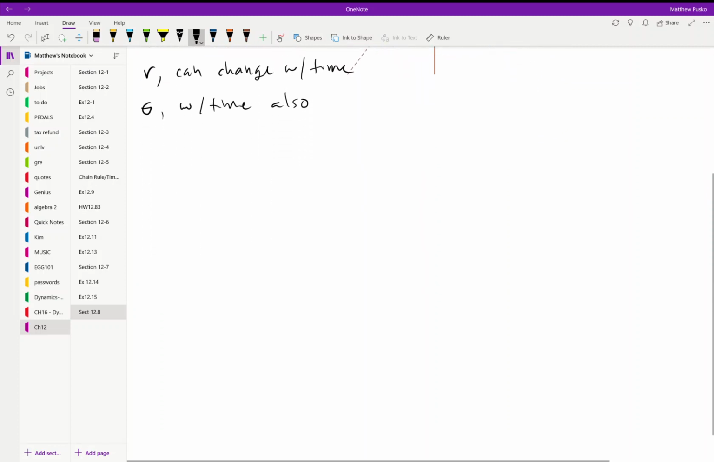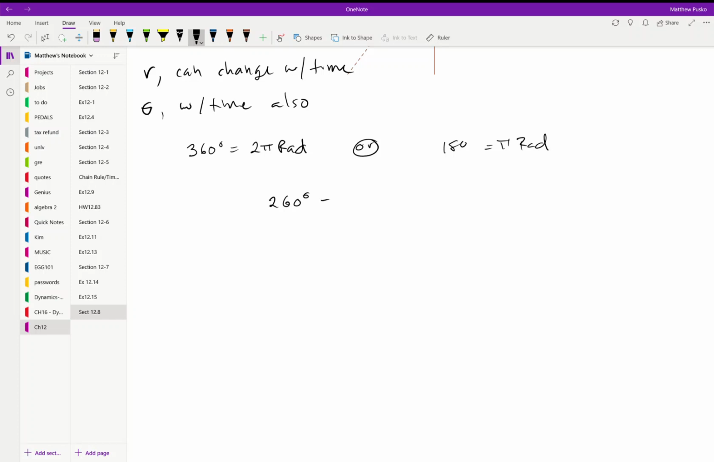Go ahead and remember, if we have something in 360 degrees, we can say that's equal to 2 pi radians. You can also use the conversion factor: 180 degrees is equal to pi radians. For a real quick example, if you had 260 degrees, you want to cancel the degrees, so 180 degrees on the bottom, that cancels, and we end up with an answer in radians. I'm not even sure what that number is, but that's how you do it.